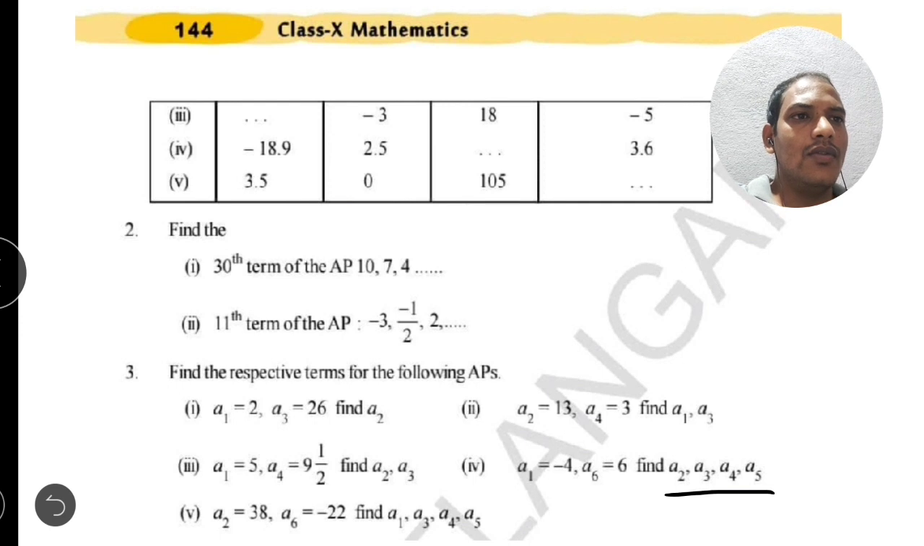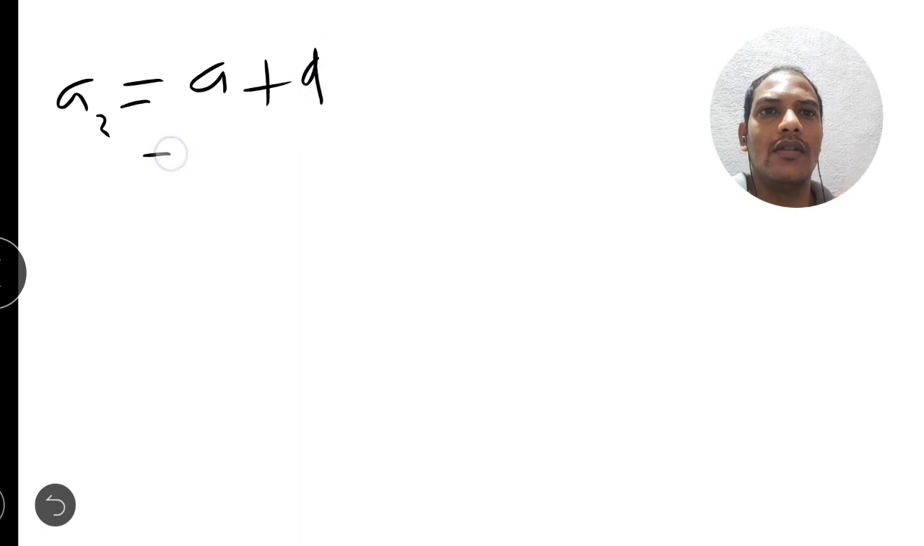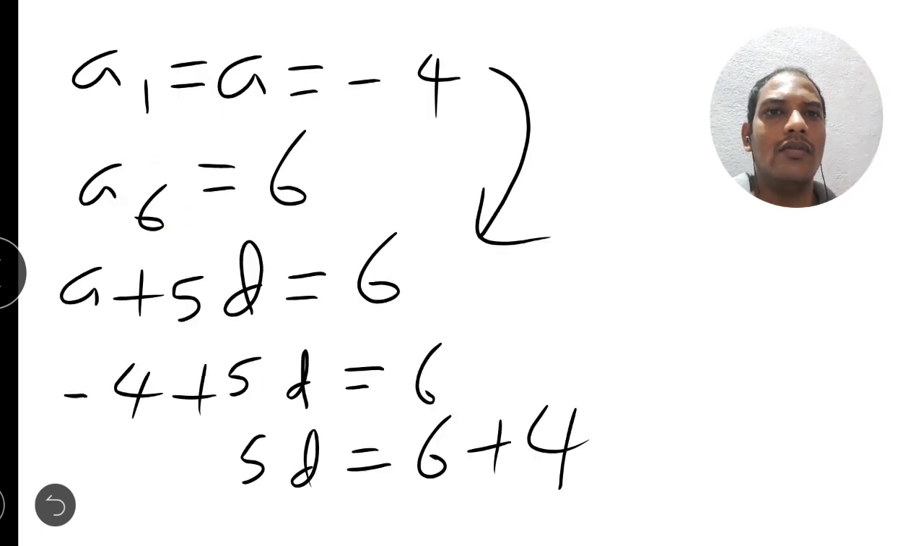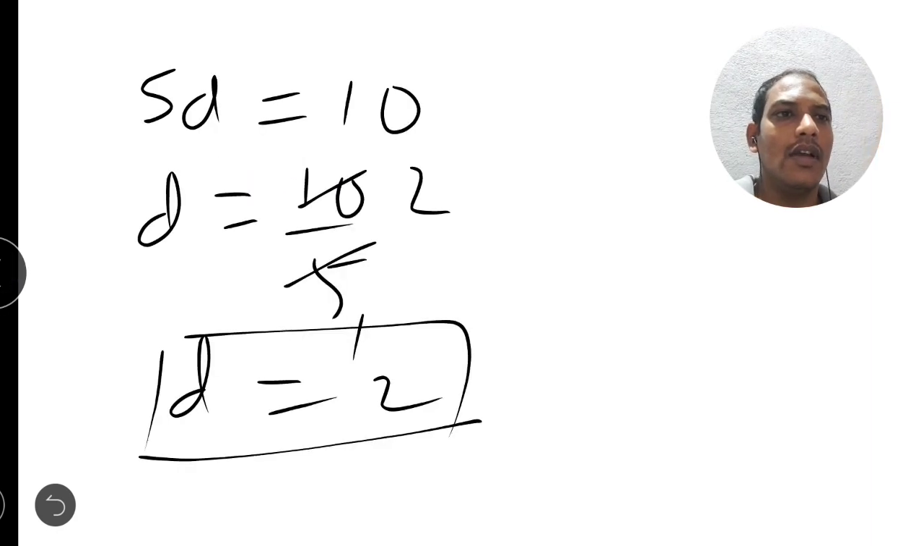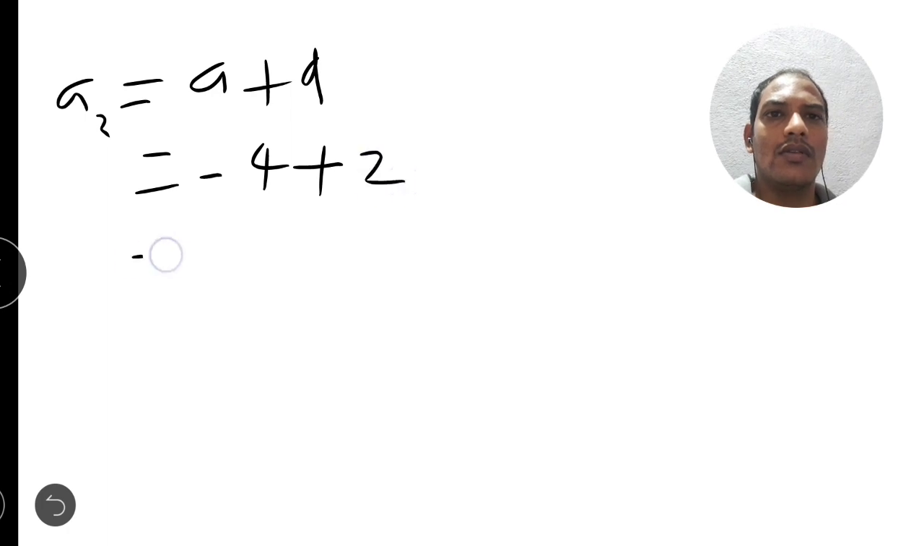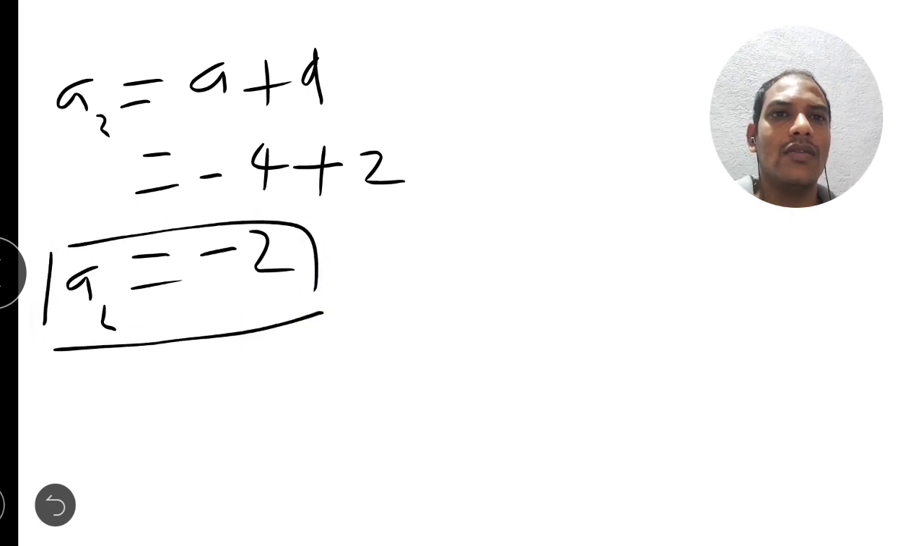So first, the A2 value. A2 equals A plus D. So what is the A value? The A value is minus 4, plus the D value 2. So minus 4 plus 2 is minus 2. So the A2 value is minus 2.